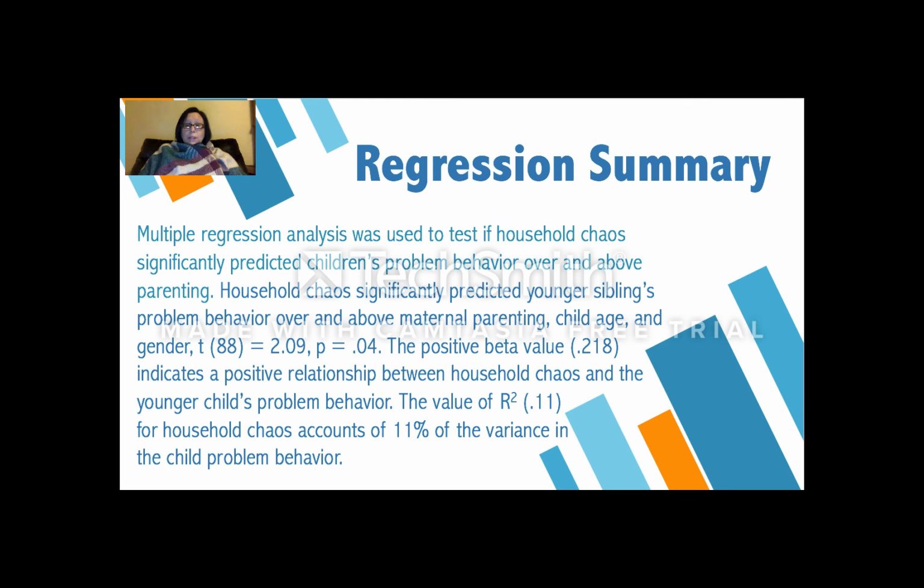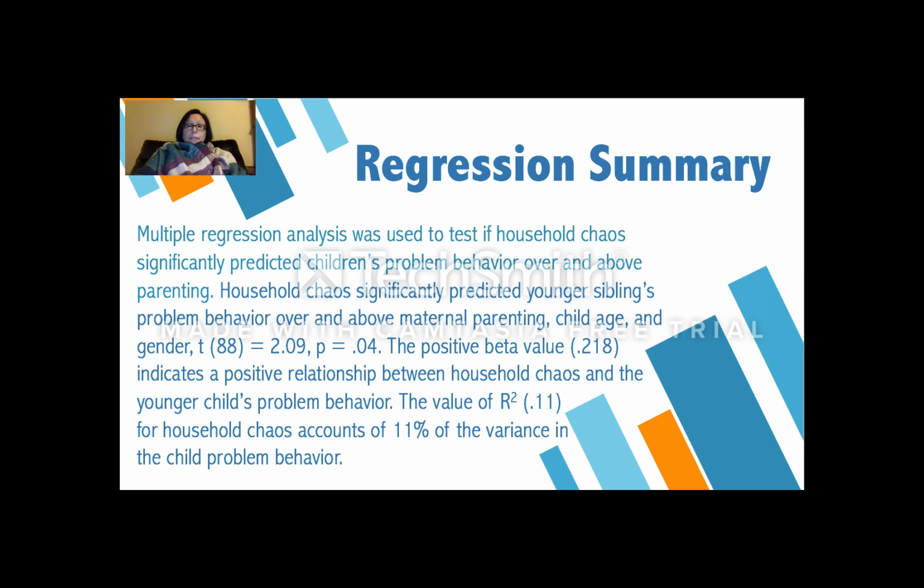Then you would have your regression summary. So the one I've chosen to write is the one on this slide. And I say that multiple regression analysis was used to test if household chaos significantly predicted children's problem behavior over and above parenting. Household chaos significantly predicted younger siblings' problem behavior over and above maternal parenting, child age, and gender. I have t in the parentheses, your degrees of freedom, equals 2.09, comma, and then my p-value, which is exact because it is below 0.05.